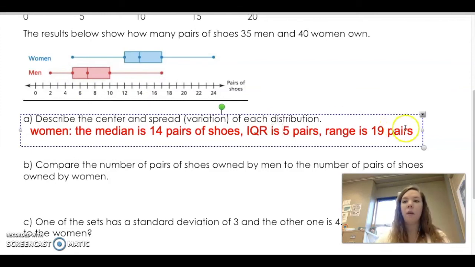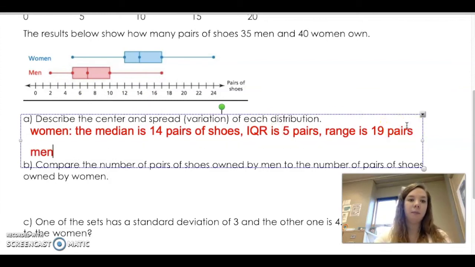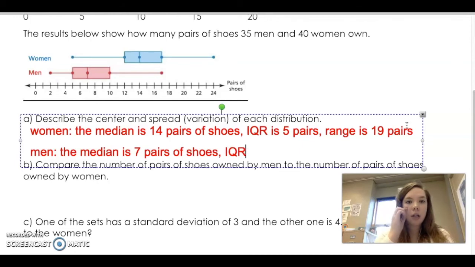Okay, so that's for women. Now we're going to do the same thing for men. The median for men is 7 pairs, it looks like. Our IQR, so the range of our box here, is 10 minus 5, which is 5 pairs. And then the range, 17 minus 2, is 15 pairs.